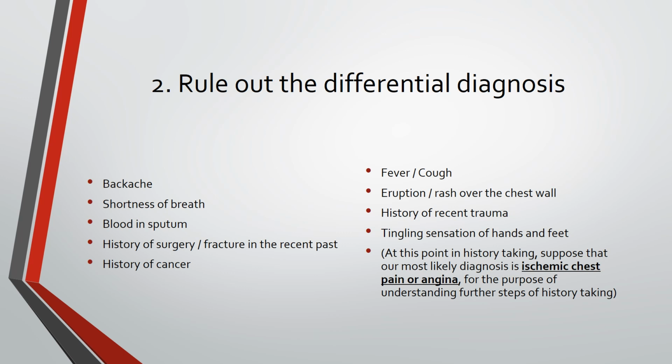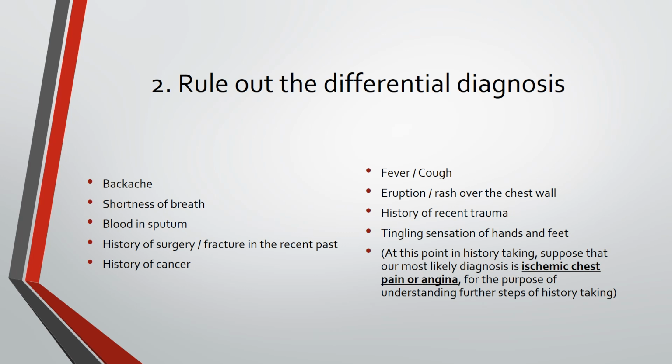The second step in history of present illness is to rule out the differential diagnosis. And here we will have a set of questions which will rule out the differential diagnosis one by one. For example, when we ask about the chest backache along with chest pain, we are meant to rule out the aortic dissection, because the pain of aortic dissection often radiates to interscapular region.